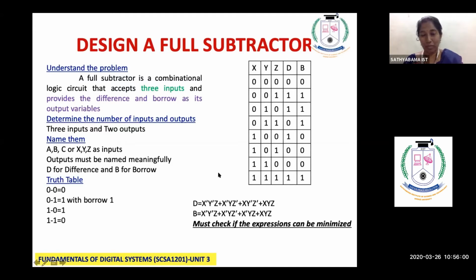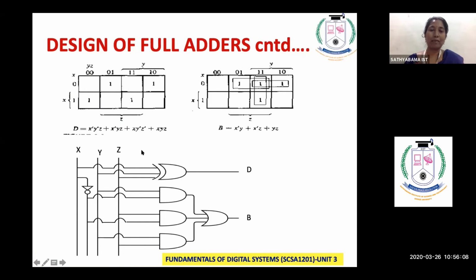Only then you can use Boolean algebra, and the tabulation method for more than 4 variables. But here we are having only 3, so we are going for the Karnaugh map. And this I have copied from our Morris Mano book.